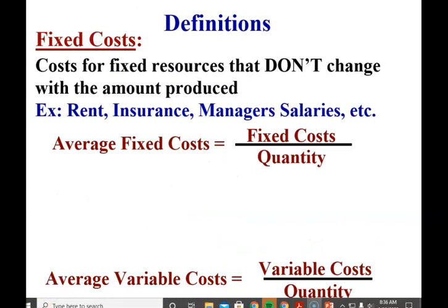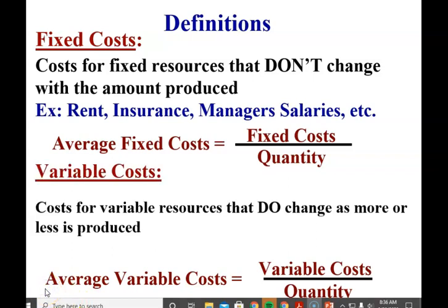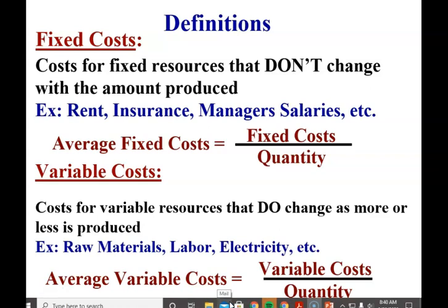Fixed costs don't change, so things like rent, insurance, salaries. Average fixed costs are fixed costs over quantity. Variable costs do change, and the equation to calculate average variable costs is variable costs over the quantity. And variable costs would include things like raw materials, your labor, and electricity.